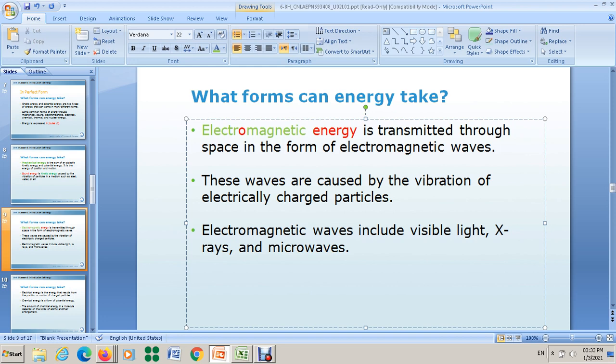So here you have a combination. What is it? Actually, the definition of electromagnetic energy is energy transmitted through space in the form of electromagnetic waves. These waves are caused by the vibration of electrically charged particles. That is, if there are any electrically charged particles like electrons, they are vibrating and moving.